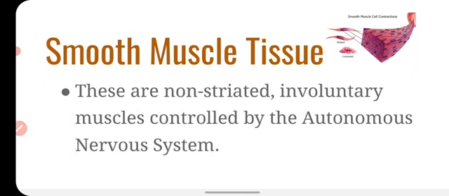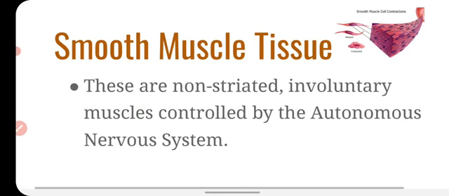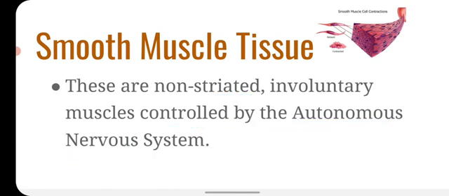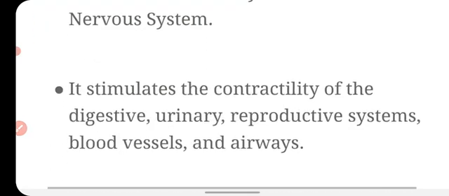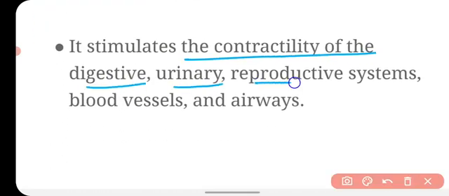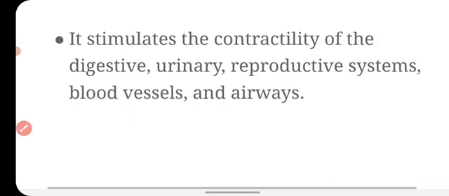Now we'll talk about the smooth muscle tissue. Smooth muscle tissues are called non-striated and involuntary. They are controlled by our autonomous nervous system. We cannot control them by our conscious will. They stimulate the contractility of the digestive, urinary, reproductive system, blood vessels and airways. They are found in our digestive system, urinary system, reproductive system, blood vessels, and in our respiratory system.